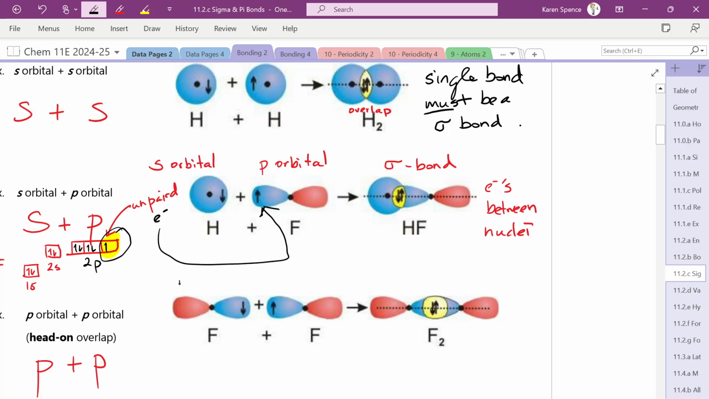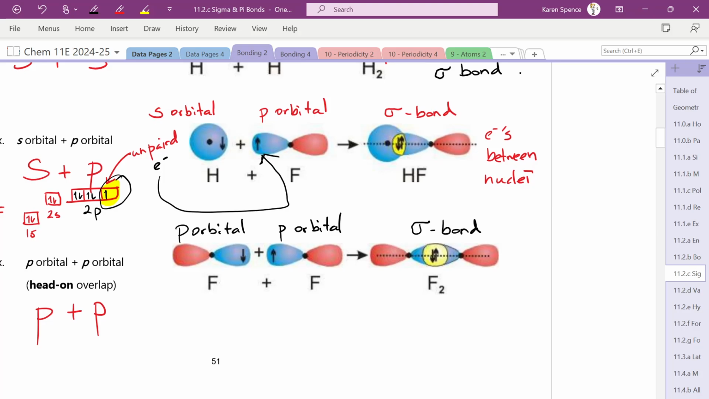Okay, so here we have a p orbital plus a p orbital. And we get, guess what? A sigma bond. And where are the electrons? The electrons are along the internuclear axis, which is just a different way of saying the electrons are between the nuclei.